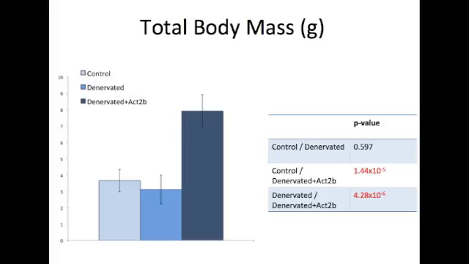This graph shows the total body mass in the control, the denervated, and the denervated plus ACT2B mice. Again, since myostatin is conserved across the entire species, the denervated plus ACT2B, or the myostatin-inhibited mice, have a higher total body mass than the control and the denervated mice.